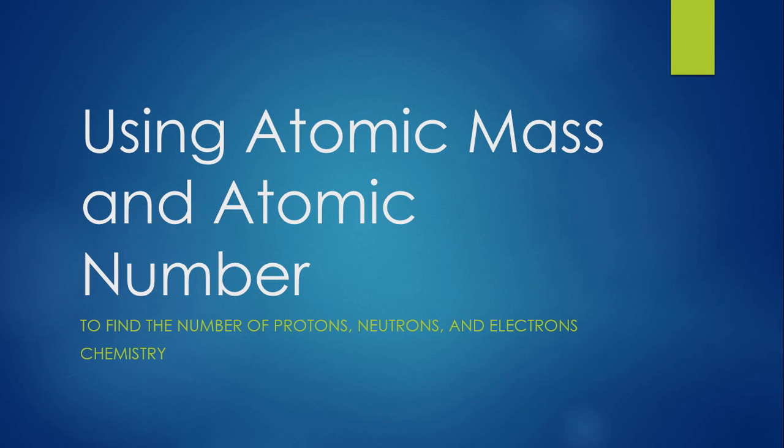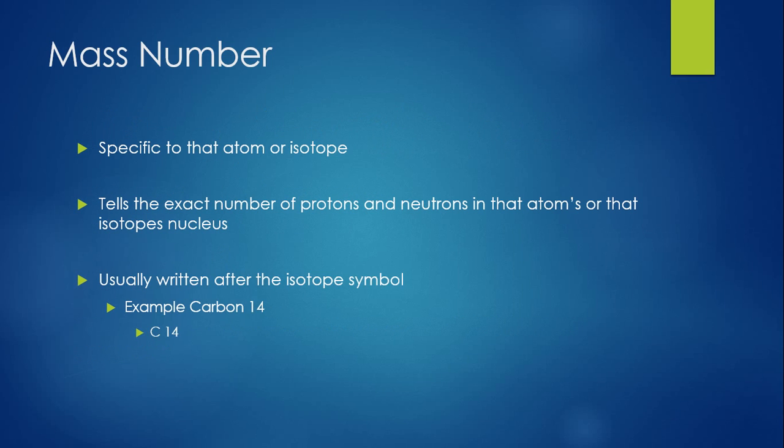So today we're going to use atomic mass and atomic number to find the number of protons, neutrons, and electrons in atoms. So first off, let's talk about mass number. Mass number is specific for that atom or that isotope. It tells you the exact number of protons and neutrons in that atom or the isotope's nucleus.